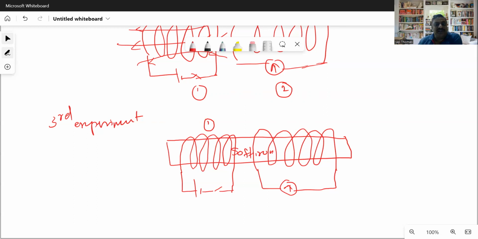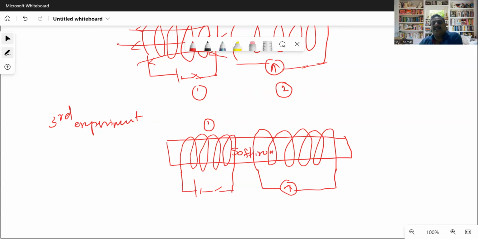So here also, what is the conclusion? From all the three cases, we can conclude that to produce induced current, the magnetic flux linked with the circuit or the coil must change. Somehow it must be changing. In the first two experiments, the change is by relative motion. In the third case, relative motion was not there. Only changing the current in the first coil has produced a change in magnetic flux.